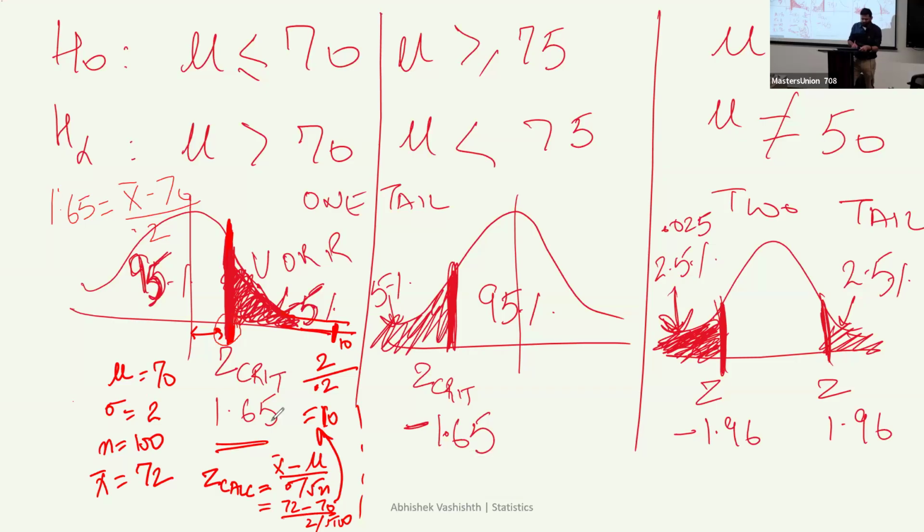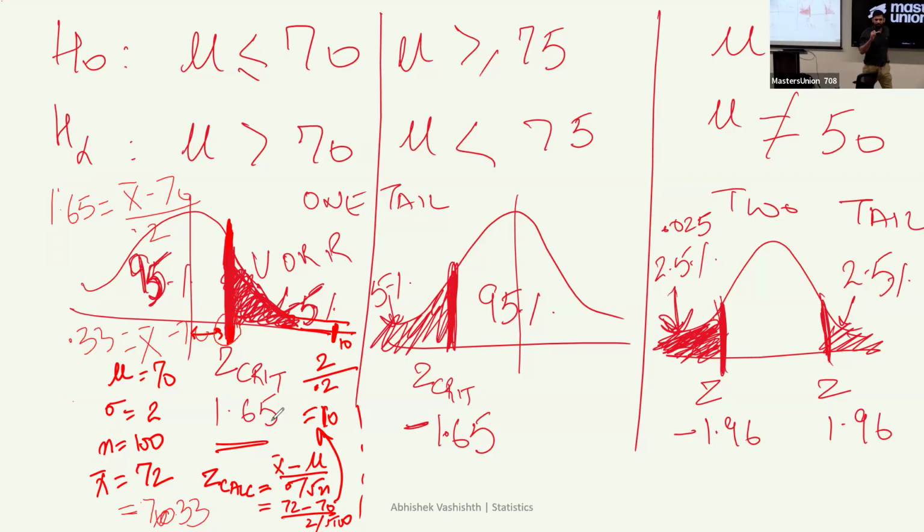0.2 into 1.65 is how much? 0.33. 0.33 is equal to X bar minus 70. X bar will be how much? 70.33. You get it right? So now any value of the sample which is higher than 70.33 will be rejected. So I am just giving a tolerance of 0.33. ये जो tolerance की हम बात कर रहे थे, this tolerance is only 0.33.